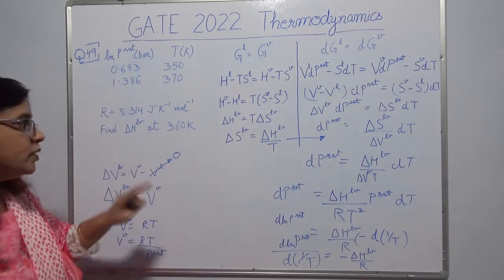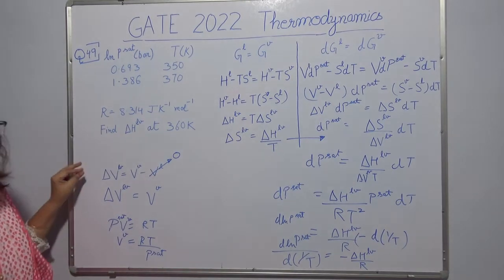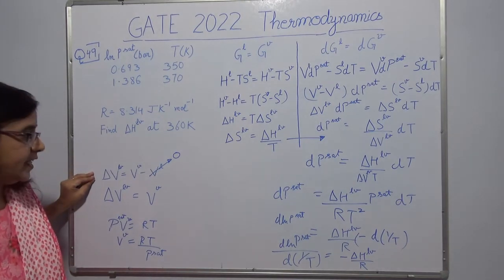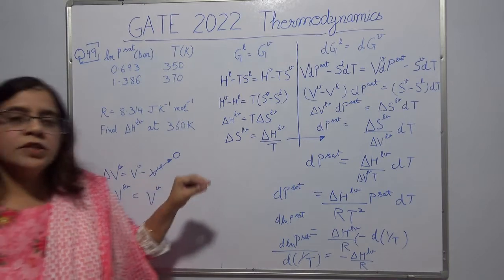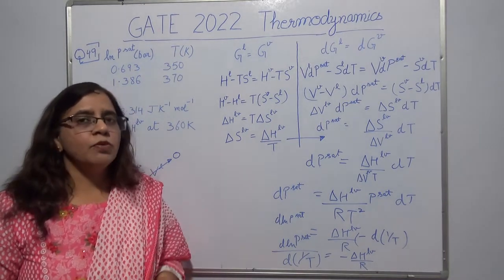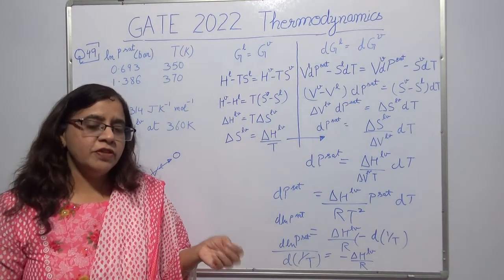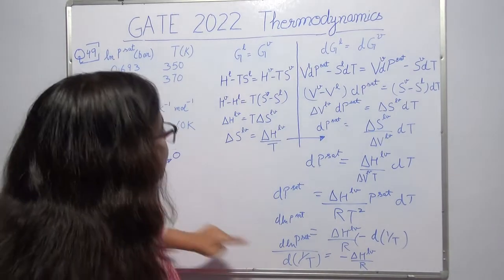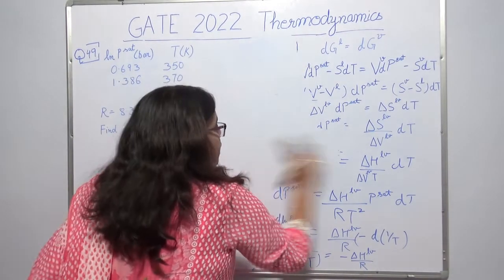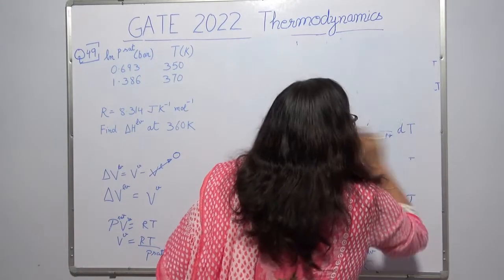under two assumptions. One assumption is that your vapor phase is behaving like an ideal gas, and the other is that the molar volume of the liquid phase is very small as compared to the molar volume of the vapor phase. Okay, so this is the equation which we are going to use. Now you will see how quickly the answer comes.